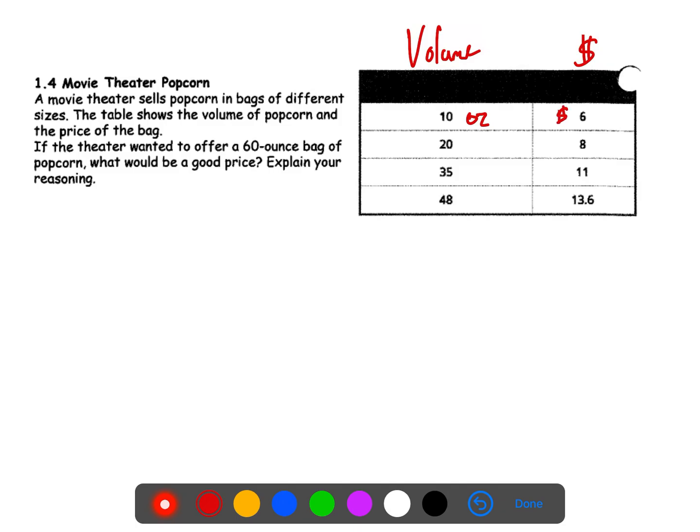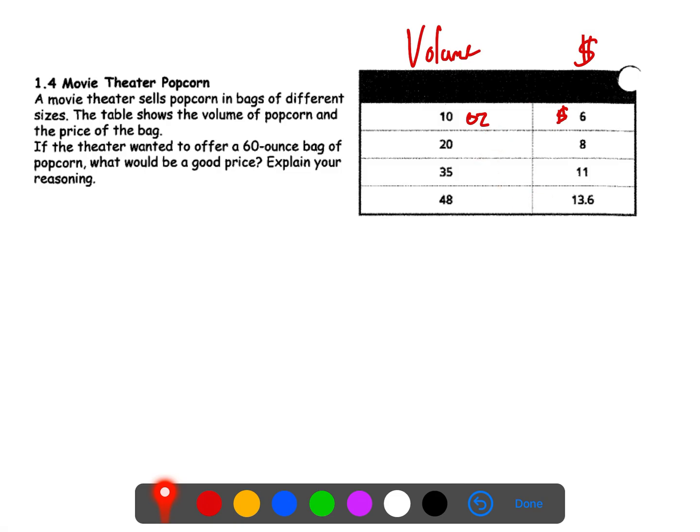Now it says, a movie theater sells popcorn in bags of different sizes. The table shows the volume of popcorn and the price of the bag. If the theater wanted to offer a 60-ounce bag of popcorn, what would be a good price? This is all kind of reasonable and estimated to answer this type of question because it's not going to be a proportional relationship. If I divide $6 by 10, I am not going to get the same unit rate as 8 divided by 20. This is not a proportional relationship.